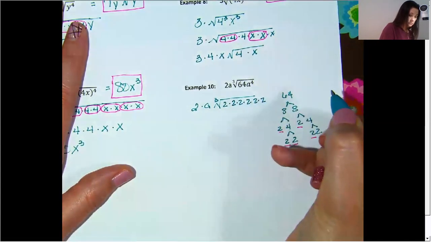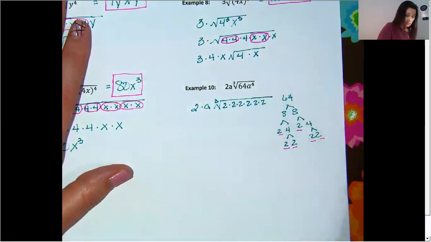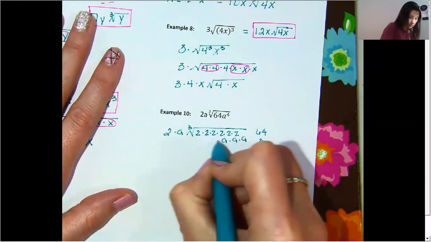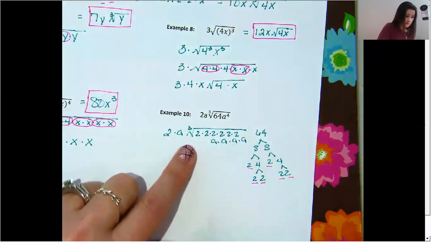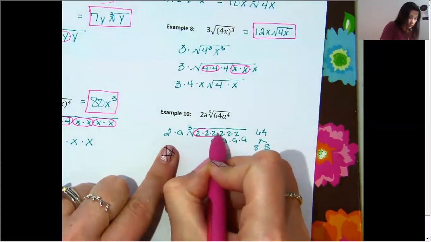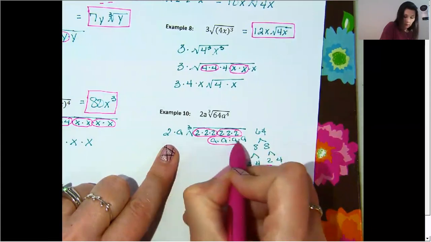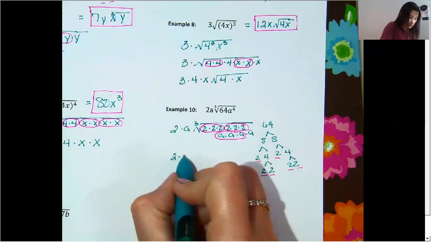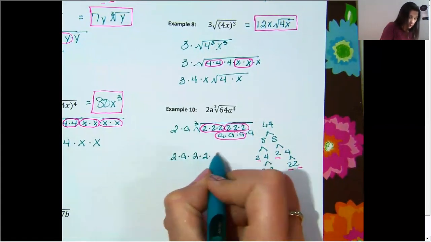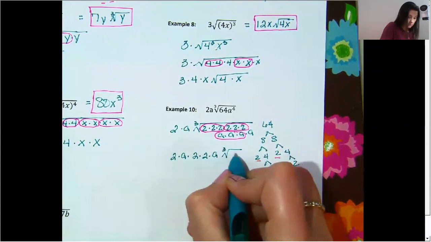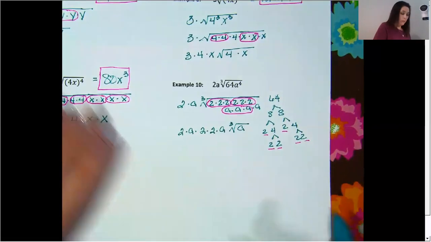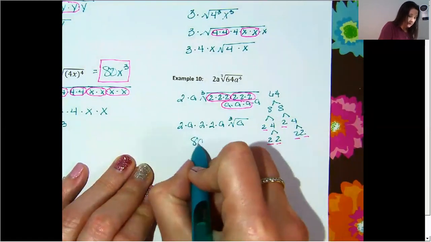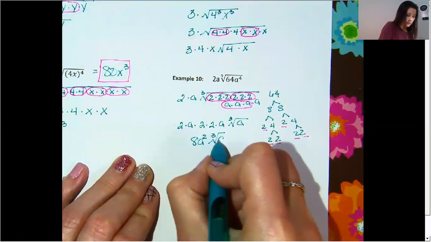So I have, I'm gonna run out of space. And then I'm just gonna put these down here. Okay, I ran out of space. All right, here we go. Circling groups of 3, group of 3, group of 3. So we're gonna pull 2 times 2 times a. So we have 2 times a times 2 times 2 times a, cubed root, lonely a left inside. And we can simplify this. 2 times 2 times 2 is 8. a times a is a squared. 8a squared cubed root of a.